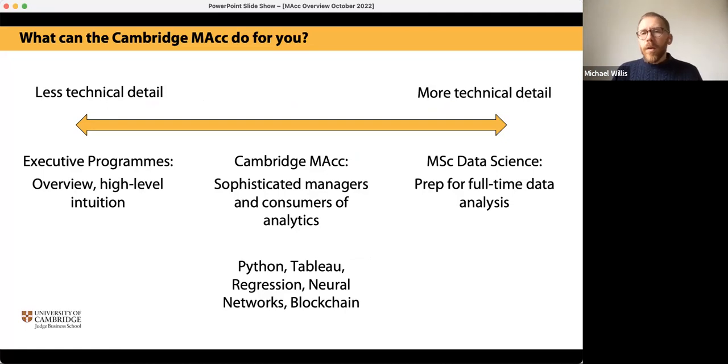We situate our program in the middle. So we're trying to develop sophisticated managers and consumers of analytics processes, not with the idea that our students are going to go on to full-time data analyst positions, but that they're going to be leading these processes in their organizations and responsible for designing these efforts and interpreting the results and taking action based on those results.